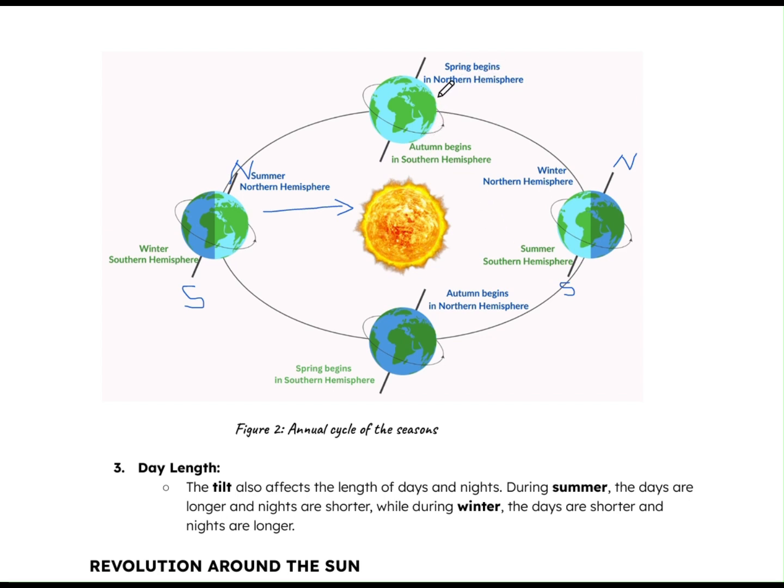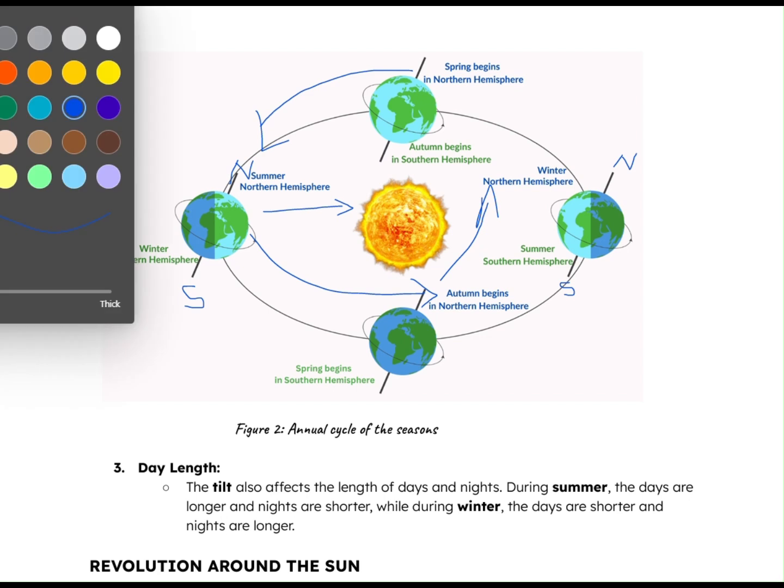But yes, this is where we are. Spring begins in the northern hemisphere. If the earth is in this particular position, the spring has now started, for the northern hemisphere. From spring, of course, you go to summer. Spring, summer, autumn, and of course, winter. This is the northern hemisphere right there.